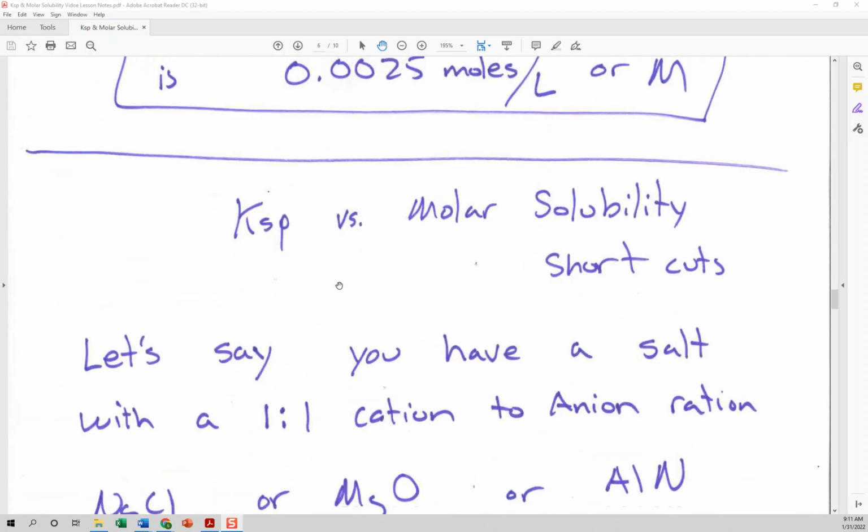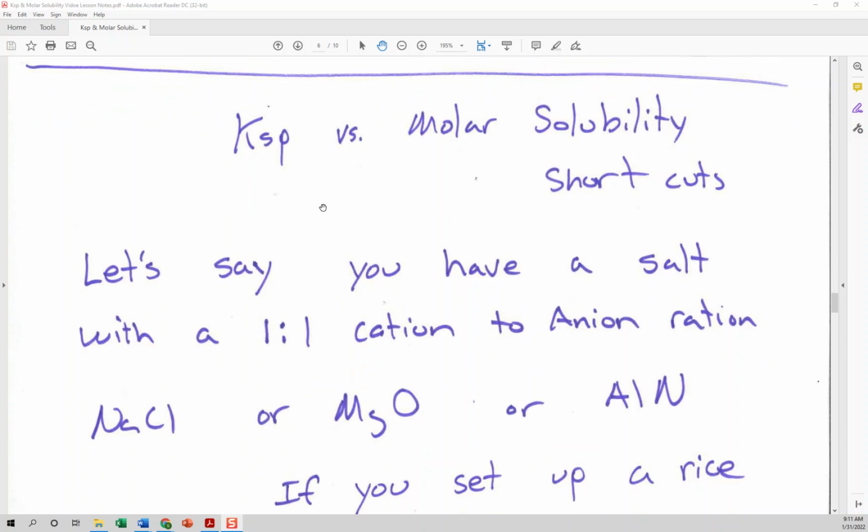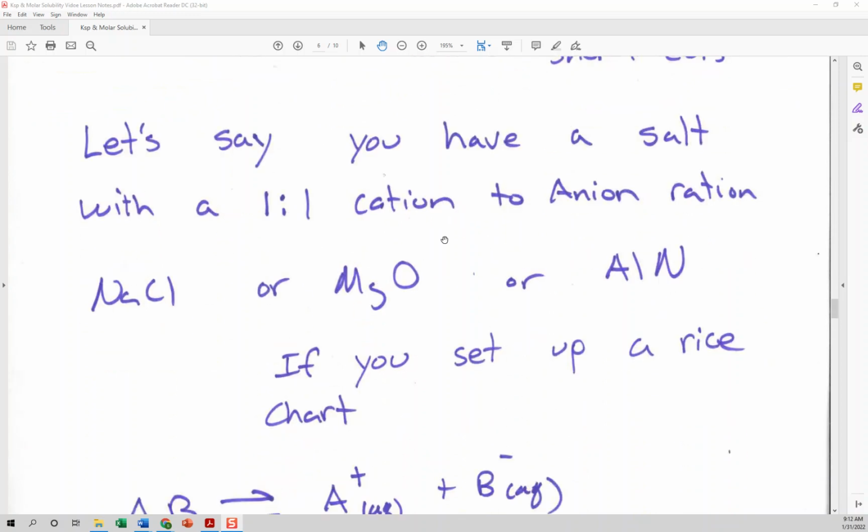All right. So what we're going to do is we're going to eventually figure out these KSP molar solubility shortcuts. So let's say we have an ionic compound where it's a 1-to-1 ratio of cation to anion, or anion to cation. And again, that should say ratio. Examples of this would be sodium chloride, magnesium oxide, aluminum nitride. They're all 1-to-1s. It doesn't matter what the charges are. This is +1, -1, but it's still a 1-to-1 ratio. +2, -2, still a 1-to-1 ratio. +3, -3, still a 1-to-1 ratio.